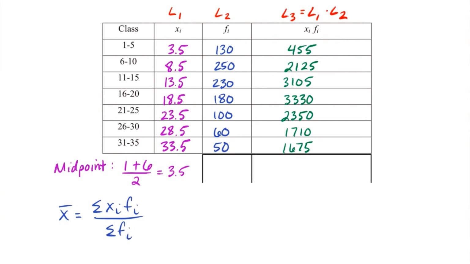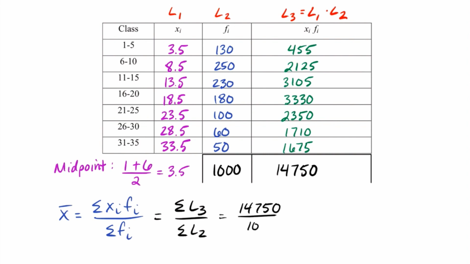Well, if we add up all our frequencies, we end up with 1,000, and if we add up L3, we end up with 14,750. Just showing the work in the notes, the sum of our products would be the sum of our L3 divided by the sum of L2, which would be our 14,750 divided by 1,000, and we have a mean value of 14.75. And we've got our first approximated mean from grouped data.